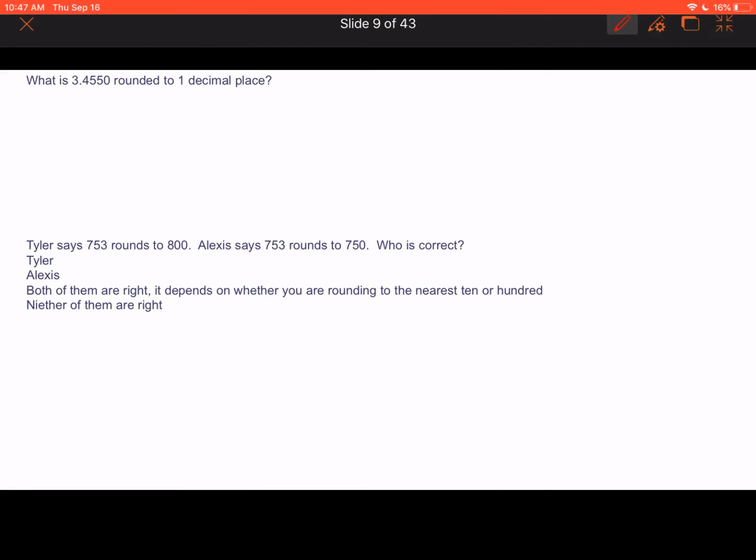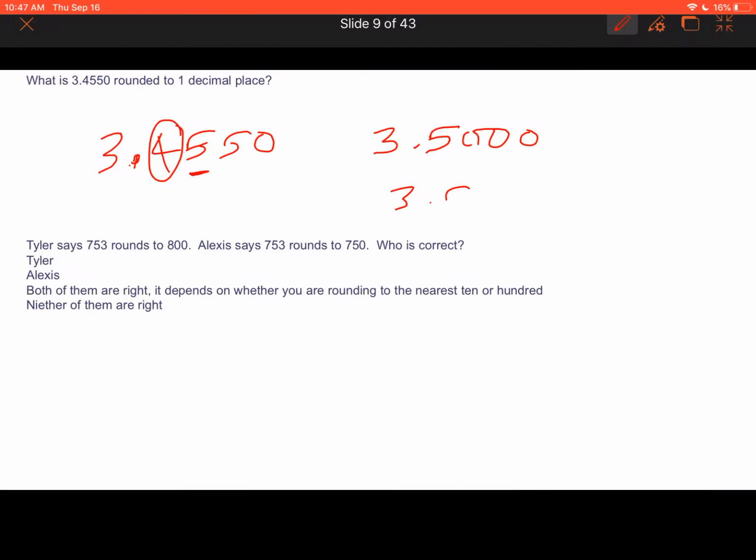Okay, what is 3.450 rounded to the first decimal place? In this question, what is the first decimal place? The first decimal place is the number next to the decimal point. So it is 4. We round by checking the next digit, which is equal to 5, so the value gets rounded up. It is going to become 3.500, or we can just write 3.5 because the trailing zeros don't add value.